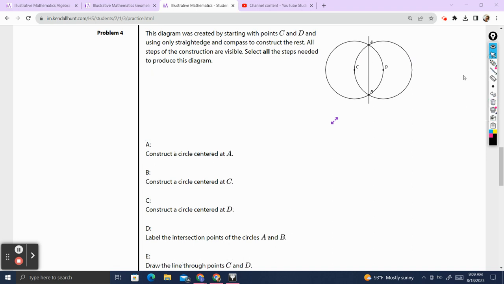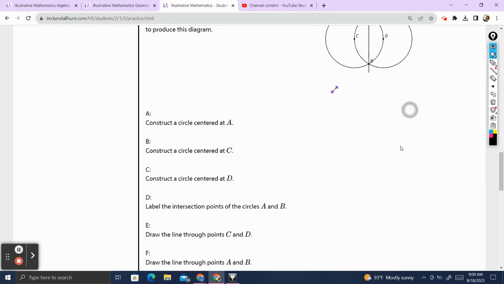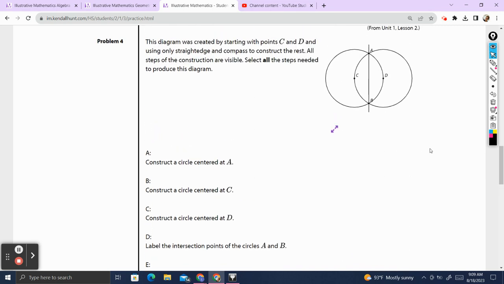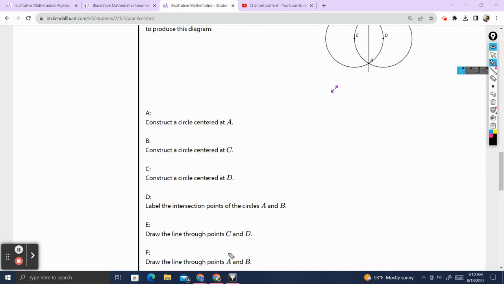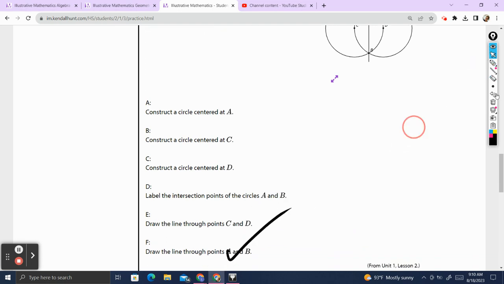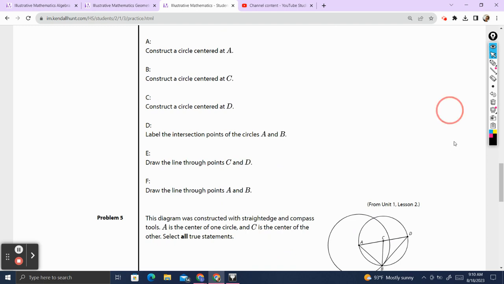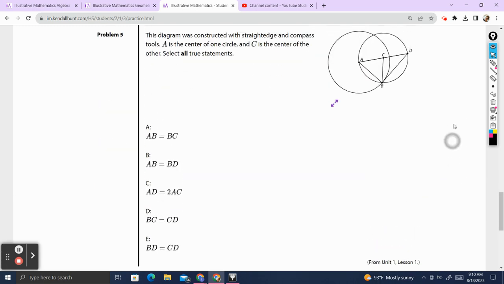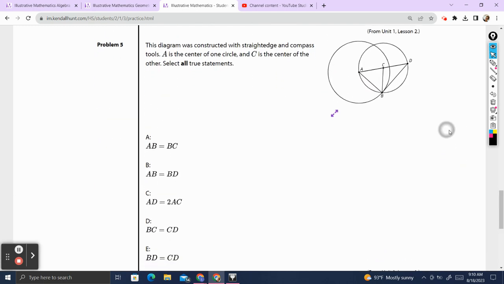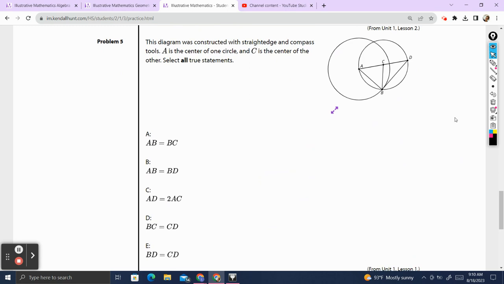And finally, let's go down to F. Did we draw the line through points A and B? That was our last step, and yes, we did. All right, we are done with this question. That was easy. You get used to this construction, and the questions all start becoming pretty similar because it's the same construction over and over again.